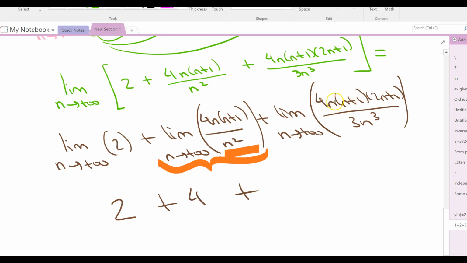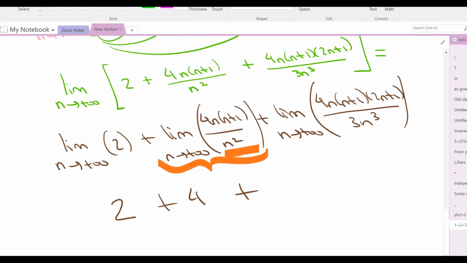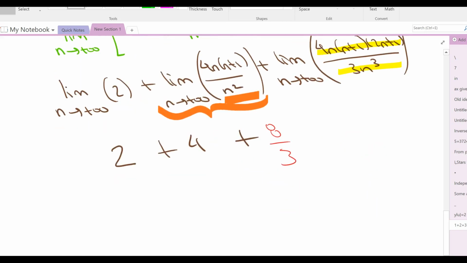This is going to be the limit as n approaches positive infinity. Again, we have a rational function. This is just going to be 8n cubed plus dot, dot, dot over 3n cubed plus dot, dot, dot. So this is going to equal 8/3. We have just evaluated the limit. I'm going to do a quick little finding a common denominator here: 8, 12, 20, 26 over 3.